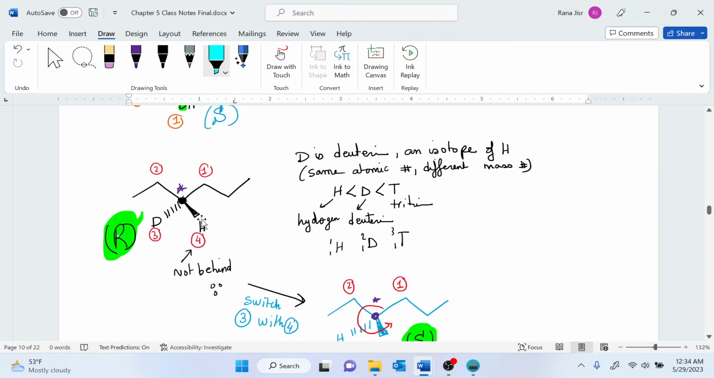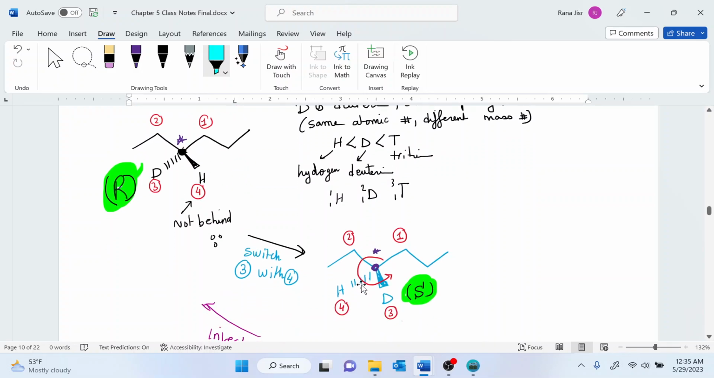And I always want my lowest priority to be behind. Your lowest priority is not necessarily a hydrogen. It can be any low priority group, like a CH3, for example, depending on what groups you have around the chiral center. So not always are you going to have the lowest priority be a hydrogen there. So hydrogen here is not behind, so we're going to go ahead and switch those two groups. And after we switch those two groups, we're going to get a configuration, and then we're going to invert it so that you can get the opposite. And that will be the real configuration for that chiral center.